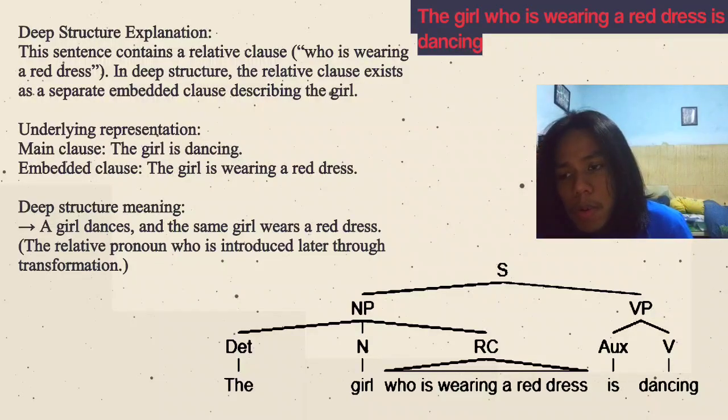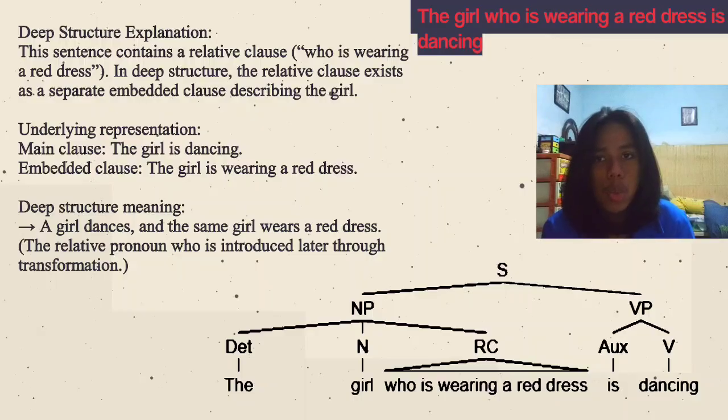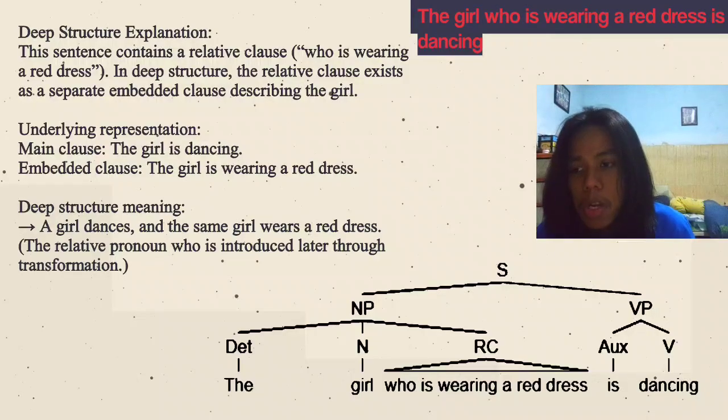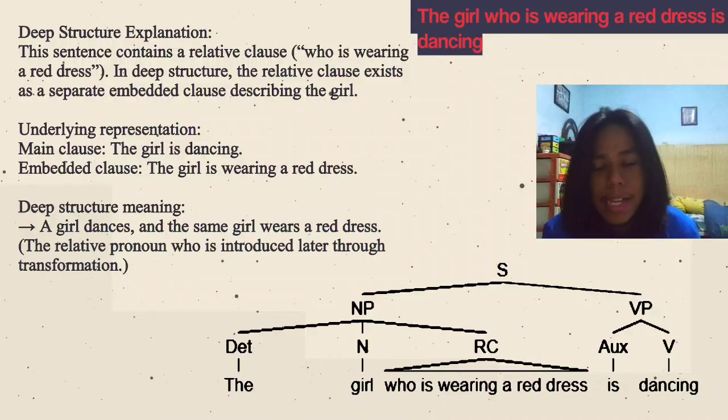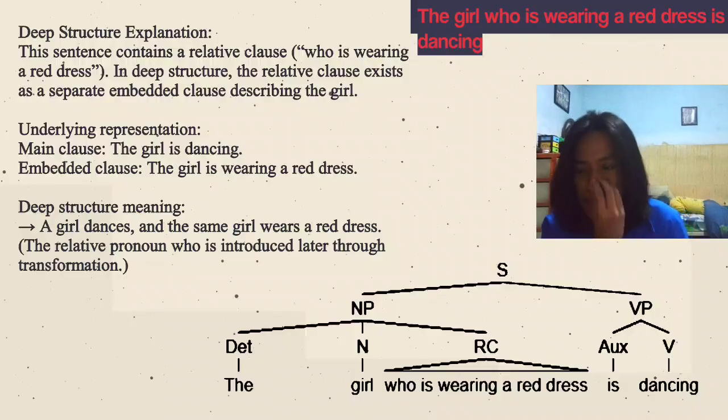And why does the RC look like a triangle like this? Because if there is a dependent clause, we can make it simple like this, so we don't have to break it down into smaller parts. But it's up to you whether you want to break it or not. In this case, I will make it simple because it's only a dependent clause. And the verb phrase here is is dancing, consisting of the auxiliary is and the verb dancing.